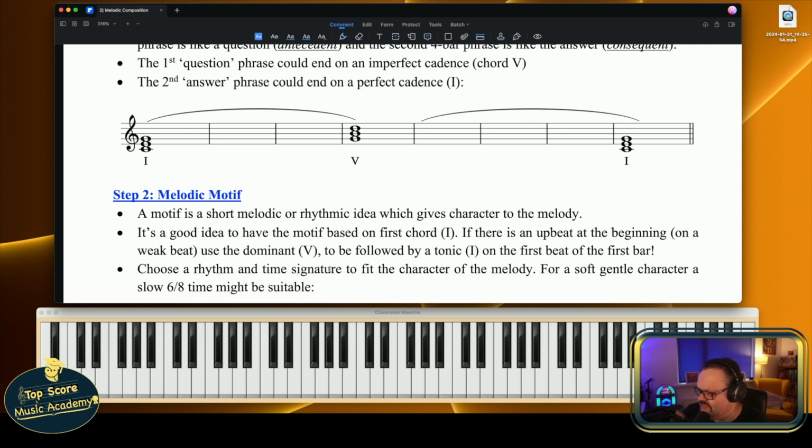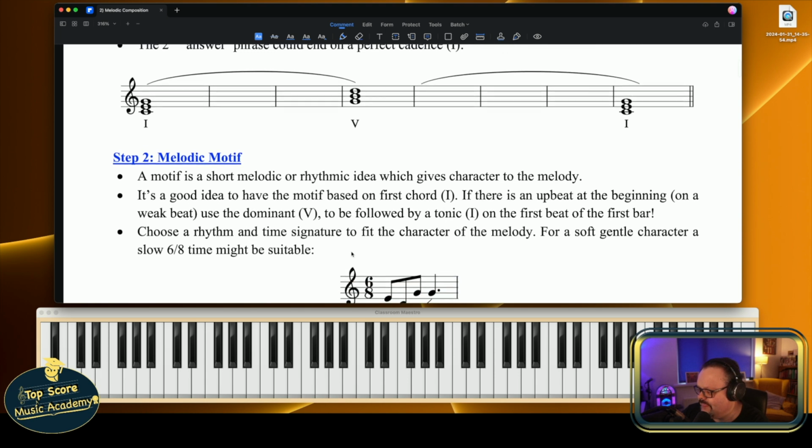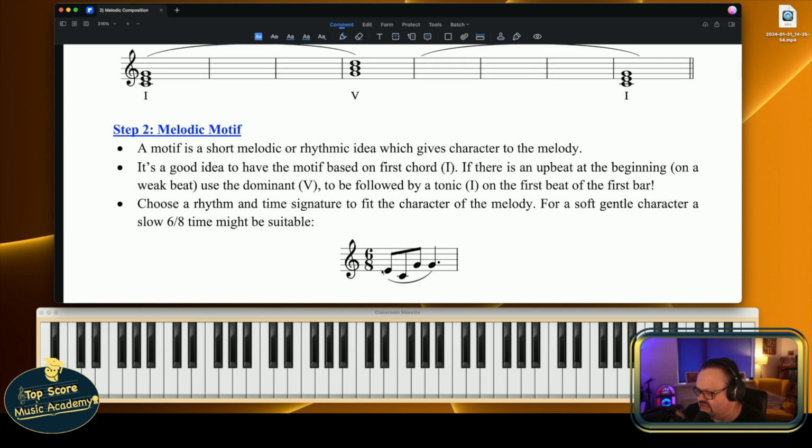Choose a rhythm and time signature to fit the character of the melody. For a soft, gentle character, a slow 6/8 time might be suitable. So that's what we're going to go for in this example. So you can see here, this is the motif that we're going to use, and all of the notes in this motif are just from chord 1.